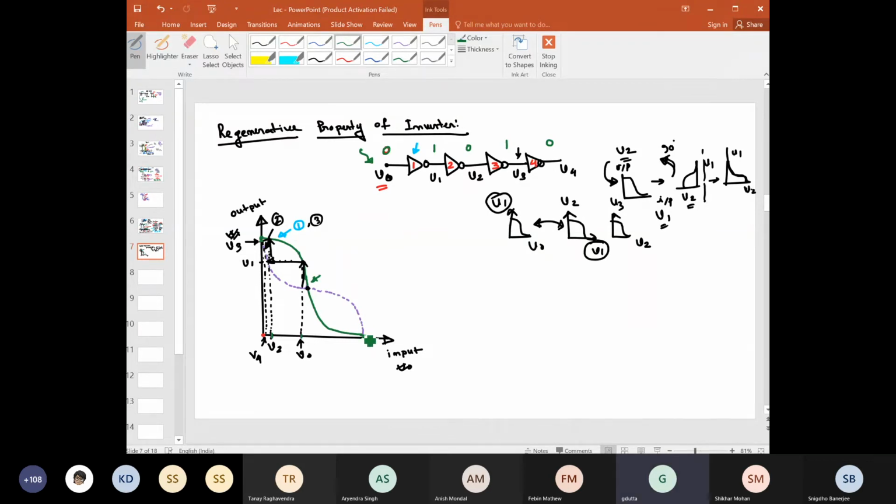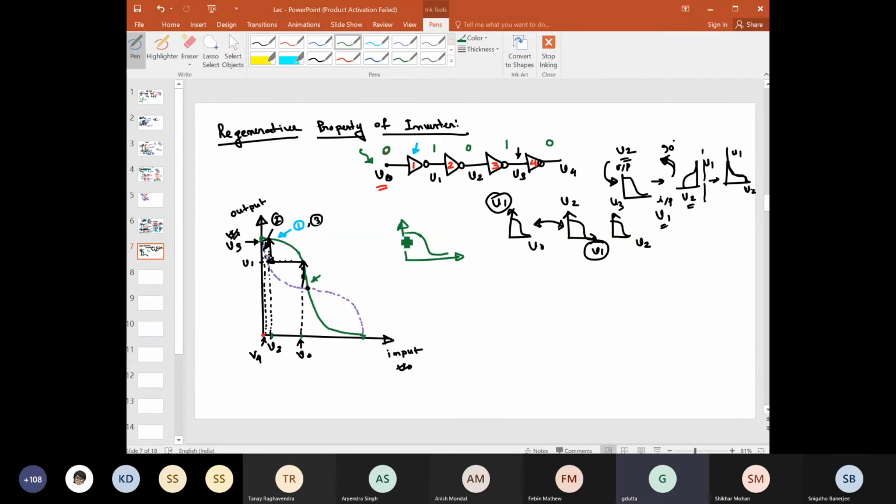Fine. Okay. Then you might ask, is this a property only of the inverter, or what if you make a new type of gate, how do you define whether that gate is regenerative or not? So what are the criteria for a gate to behave as a regenerative gate? That is this one.